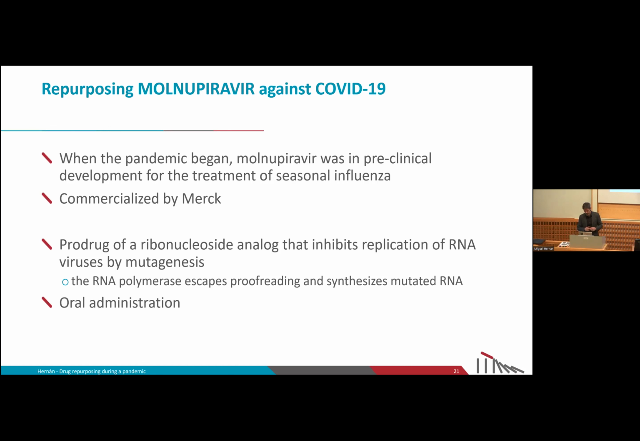So the RNA polymerase is creating an RNA that has a mutation, and then the virus doesn't work. So it's an antiviral activity by lethal mutagenesis of the virus, and it's given orally.